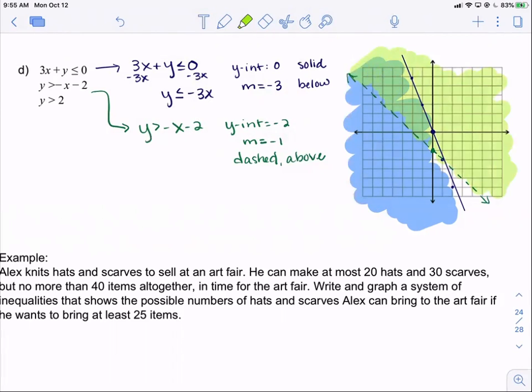Okay. Then our last line, y is greater than 2. What type of line is that going to be? It's going to be dashed line, right? Is it slanted, horizontal, vertical? Horizontal. Through y equals 2. So go up to 2 on your y-axis. Make your dashed line.